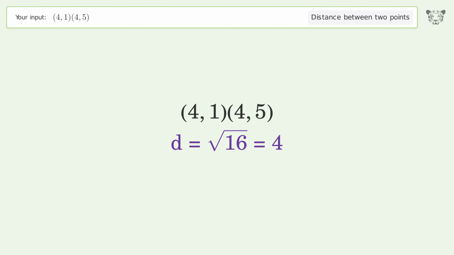The coordinates of point 1 are x1 equals 4 and y1 equals 1. The coordinates of point 2 are x2 equals 4 and y2 equals 5. D is the distance between the 2 points.